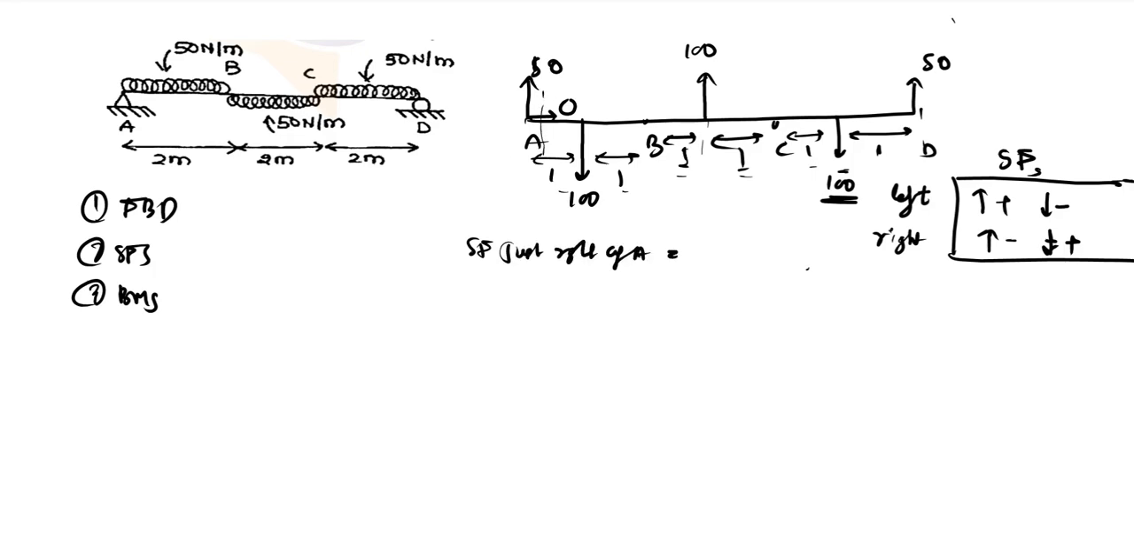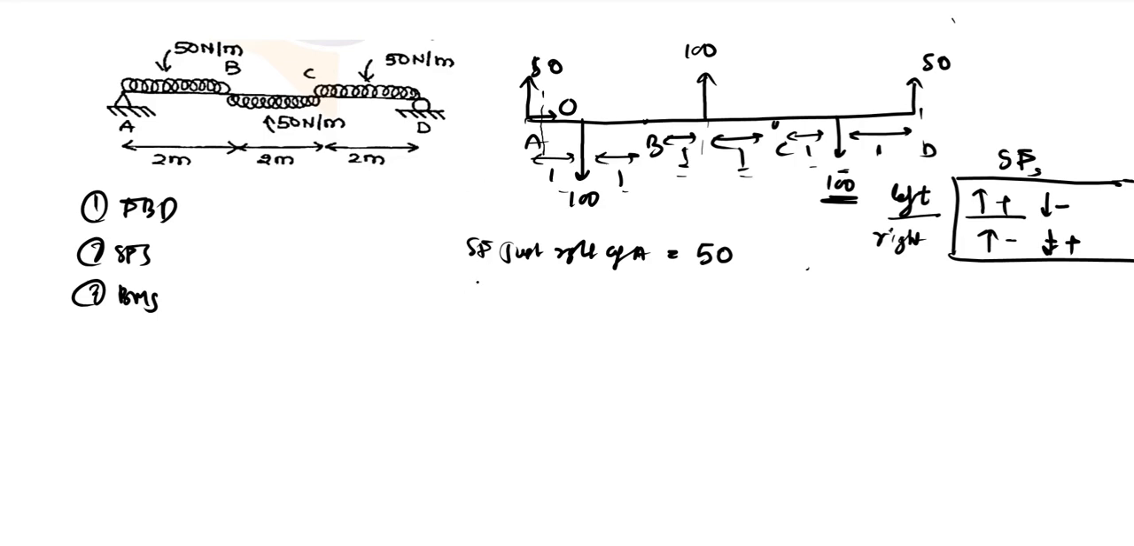So this is just right of A, let us say this is a cross section. If you consider the force on the left of it, which is just the reaction at A, it is 50 in the upward direction. That is why 50 is positive, because in a sign convention, left and upward is positive. So this is how you can use your sign convention.